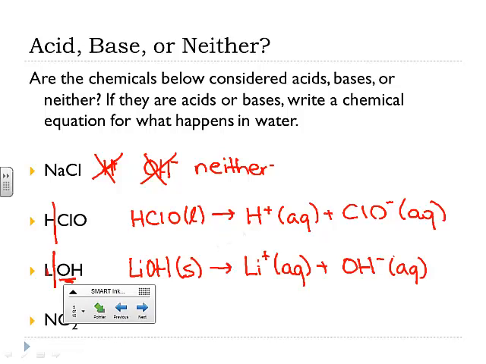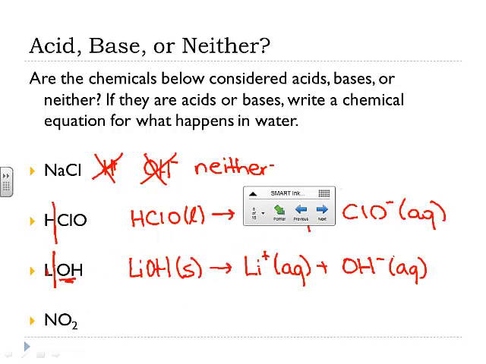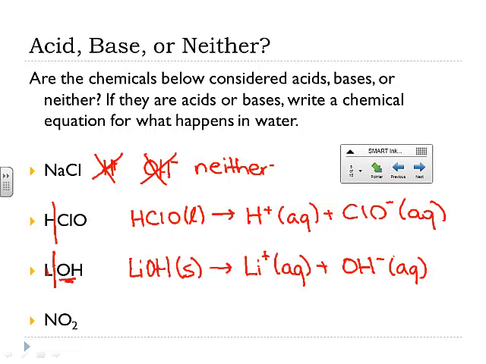And one more. The last one to look at is NO2. And we do the same thing. I don't see any H pluses. I don't see any OH minuses. And so the answer is neither. But we're going to put an asterisk on that. We're going to come back to that in just a moment, and understand that actually NO2 has the capability to become an acid.